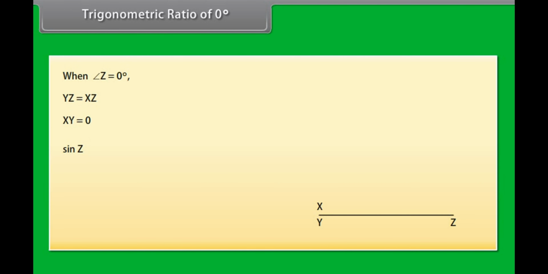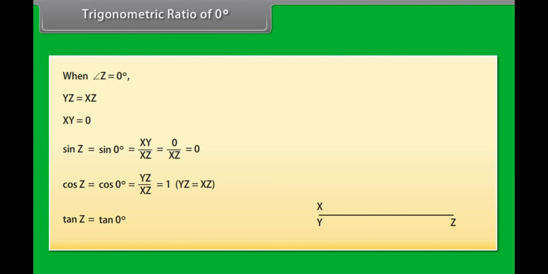Sin Z is equal to sin 0 degree, which is equal to XY upon XZ, which equals 0 upon XZ, which is equal to 0. Cos Z is equal to cos 0 degree, which equals YZ upon XZ, which equals 1, as YZ is equal to XZ. Tan Z is equal to tan 0 degree, which equals XY upon YZ, equals 0 upon YZ, which is equal to 0.